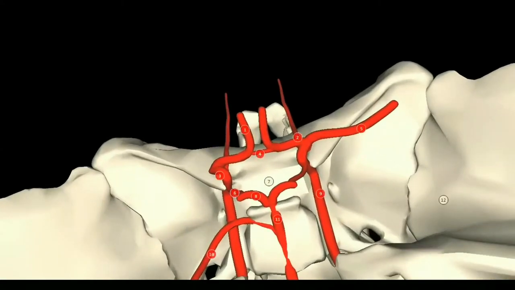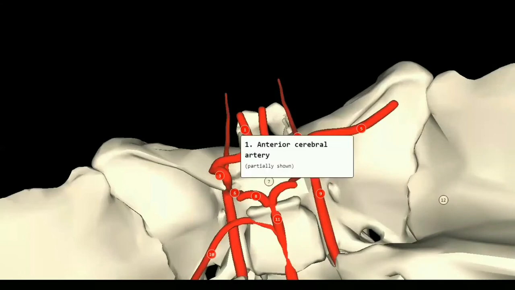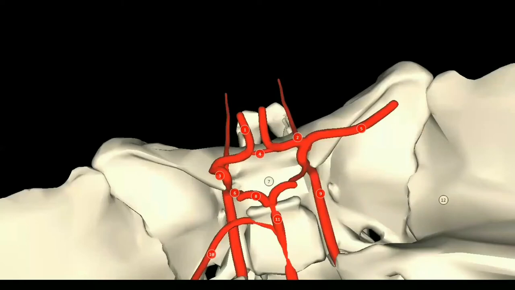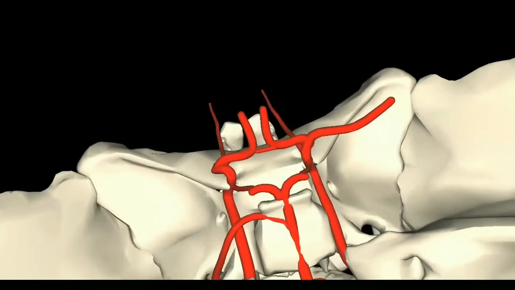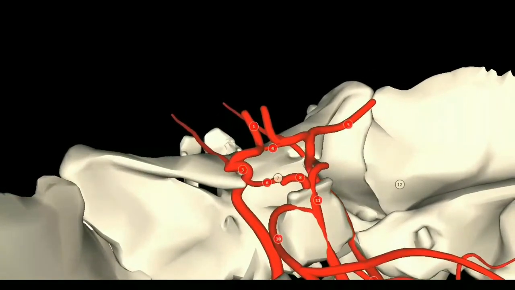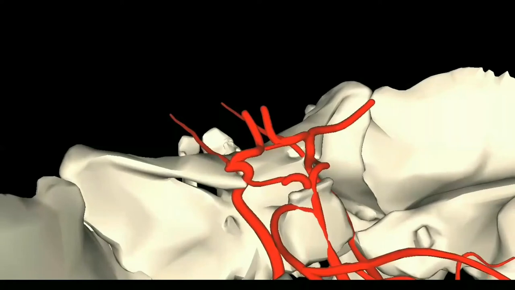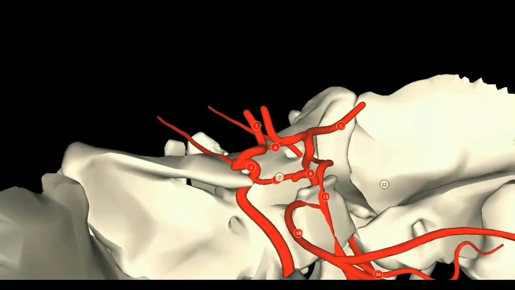First of all, you must know from where the anterior cerebral artery starts. In this view, the internal carotid artery is number 9. This internal carotid artery gives a branch, and this medial branch, which is indicated by the number 1, is the anterior cerebral artery. The left and right anterior cerebral arteries communicate with each other by the anterior communicating artery. The number 4 is suggestive of the anterior communicating artery in this 3D view. And the lateral branch of the internal carotid artery is called the middle cerebral artery.